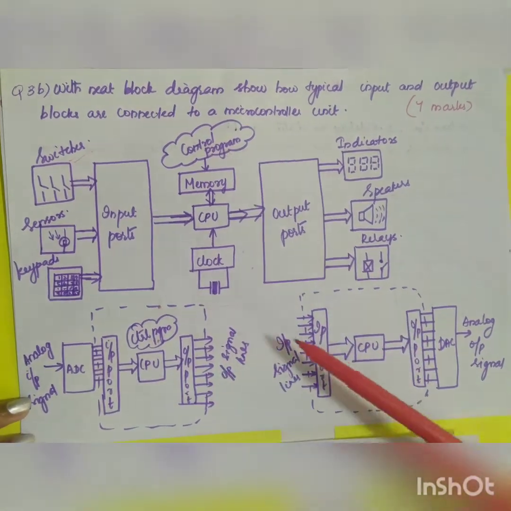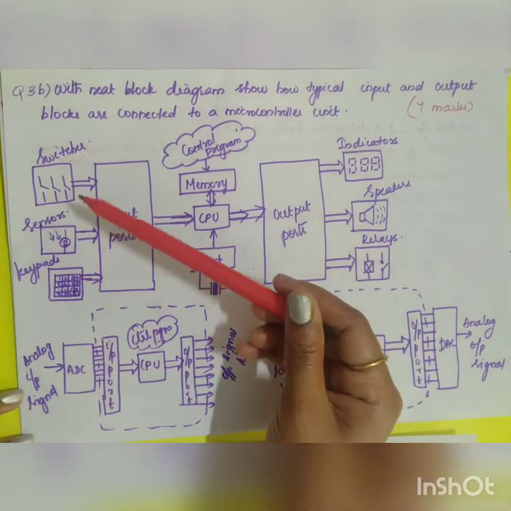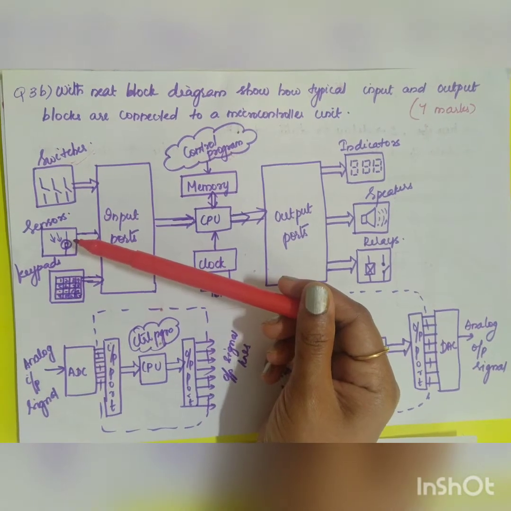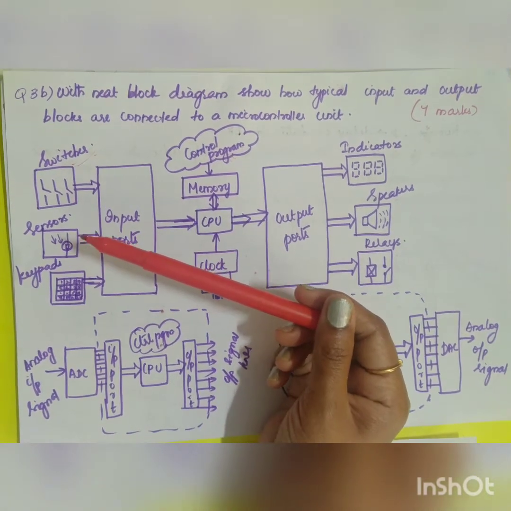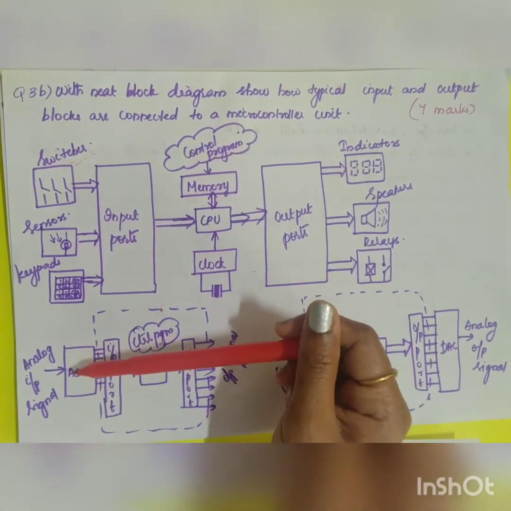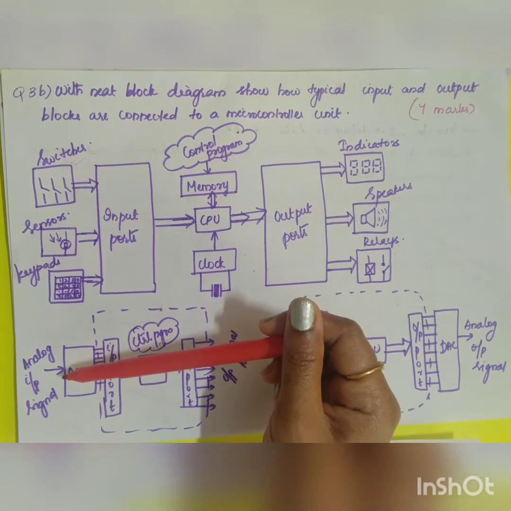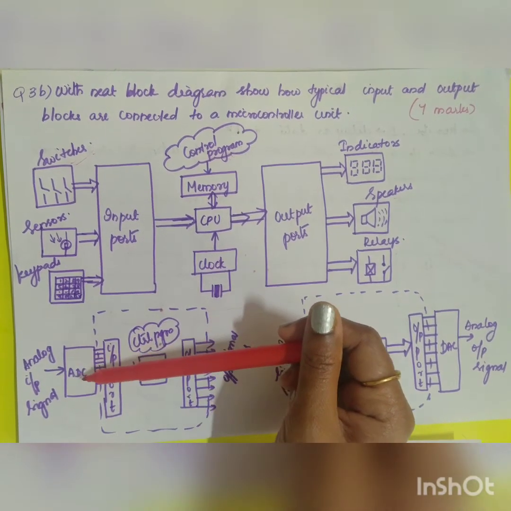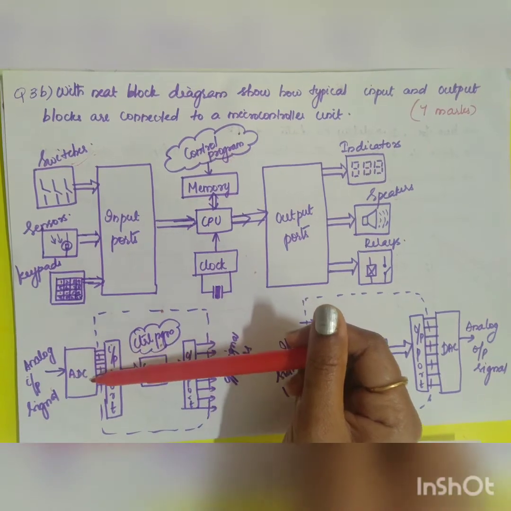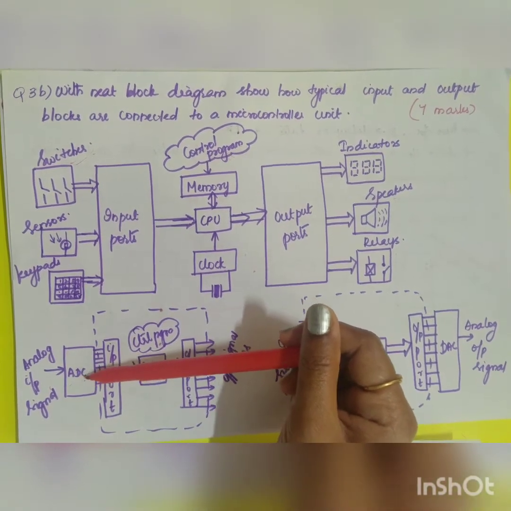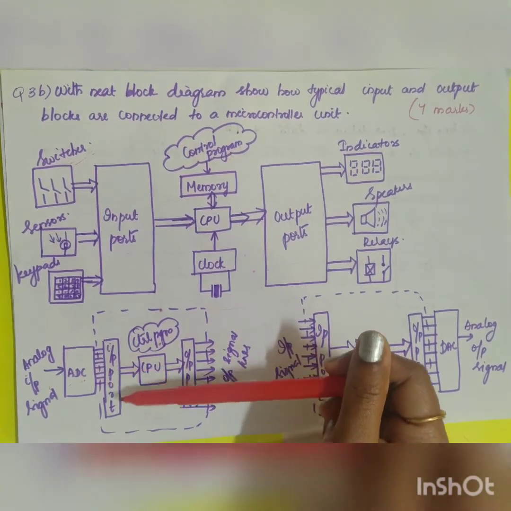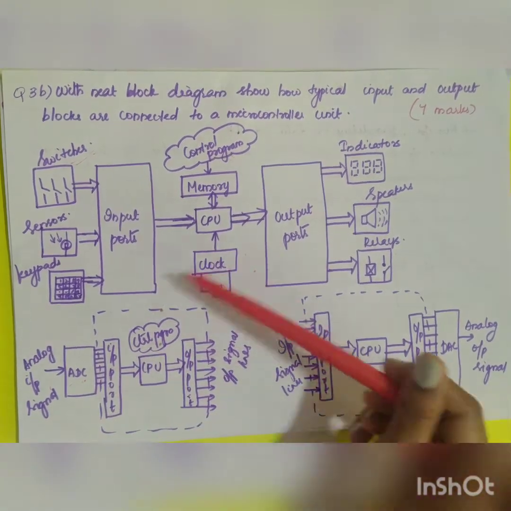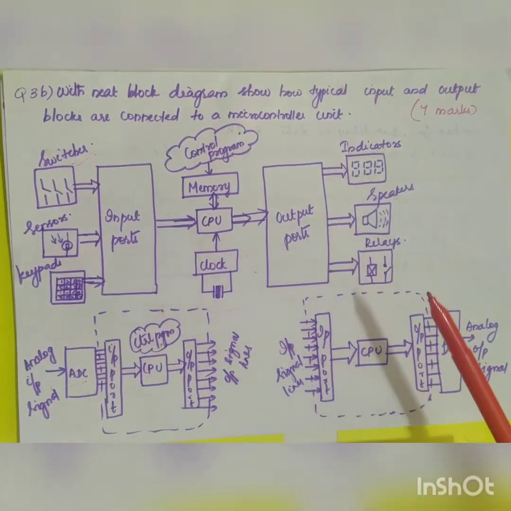So you have the next two diagrams. Sometimes the sensor will have an ADC inbuilt. Okay. So your analog input signal, that is your sensor input, will be converted into a digital signal through your ADC, and which will be connected to your input port. So this is the connection of your input signal.